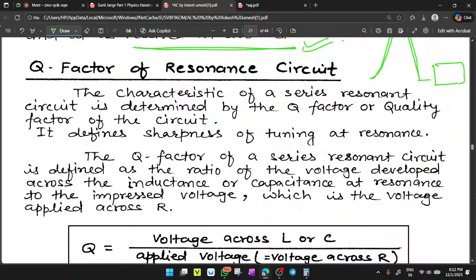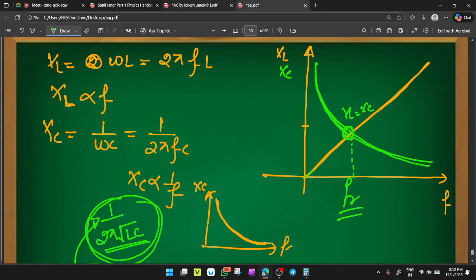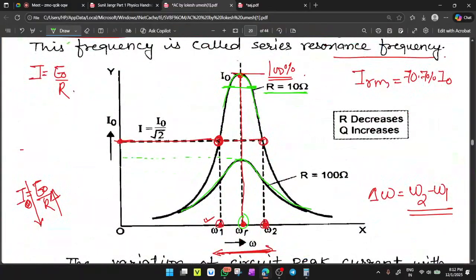The next topic is the Q factor of a resonance circuit. What is Q factor? Q factor means quality factor. What is the meaning of quality factor? In the resonance diagram here, the greater the sharpness of this curve, the better the resonance performance. And for better sharpness, this bandwidth should be very low, because the greater the bandwidth, the lesser the sharpness.